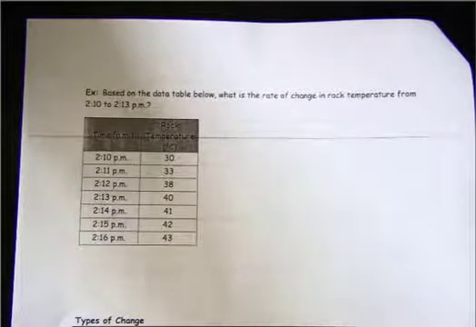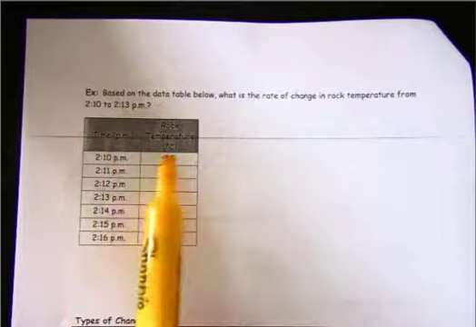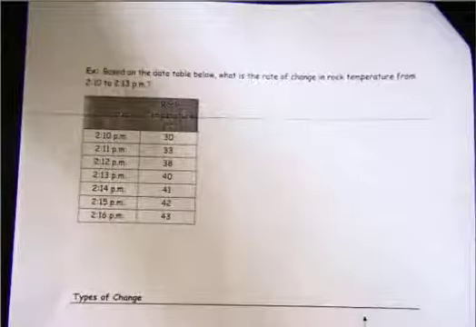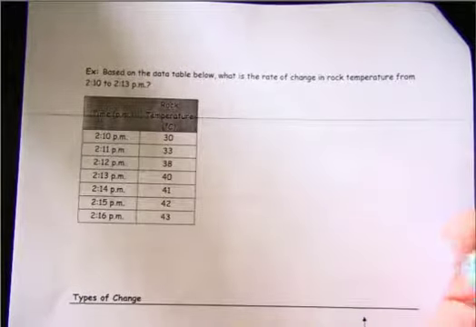Okay, so our question says, based on the data table below, what is the rate of change in rock temperature from 2:10 to 2:13 p.m.? So what our question is asking us is to look at this table here, which tells us the temperature of a rock in degrees Celsius at each time throughout the afternoon. Okay, so it asks us to look at from 2:10 to 2:13. Okay, so we're going to look at this data right here on our table.